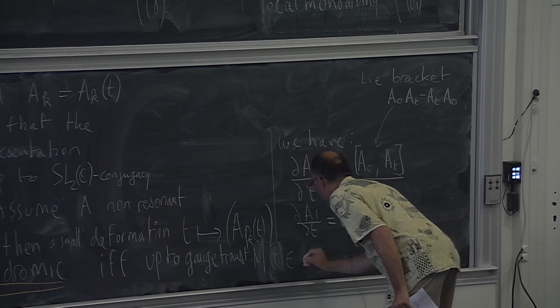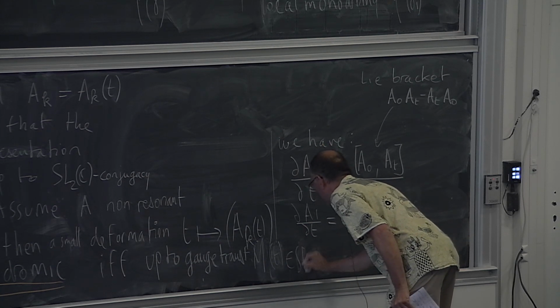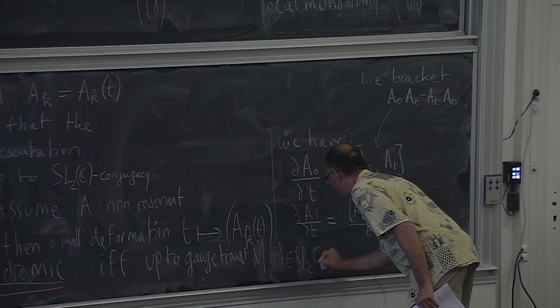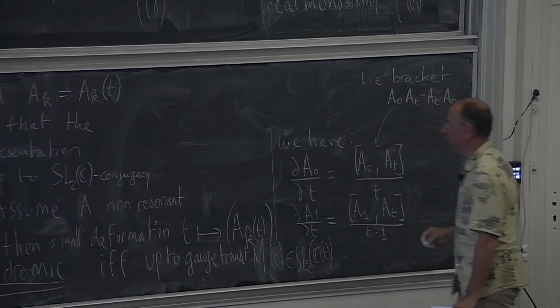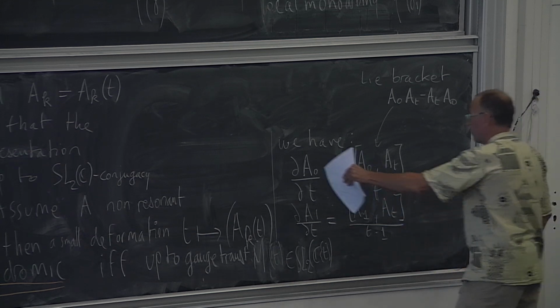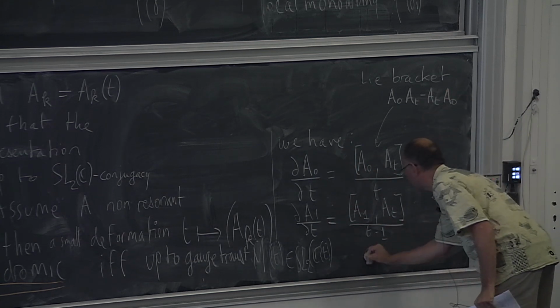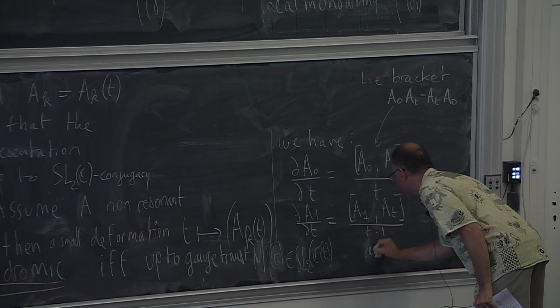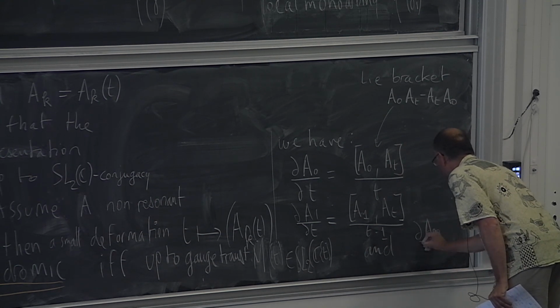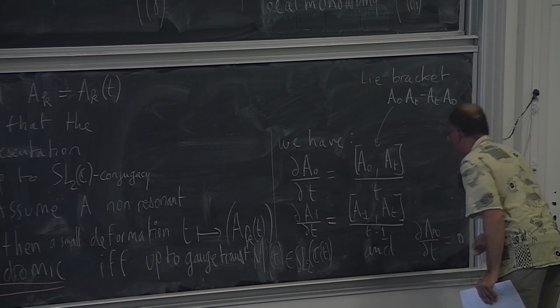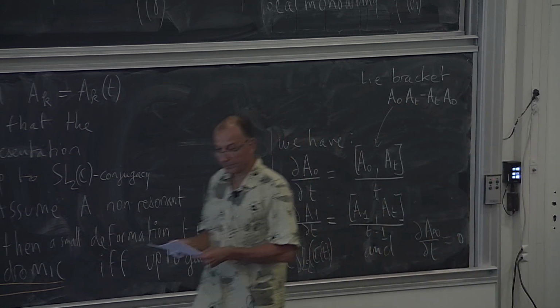So SL 2 of C of T, analytic. Okay? Then you have this differential equation, and the last one, dA infinite over dt equals 0. Okay.